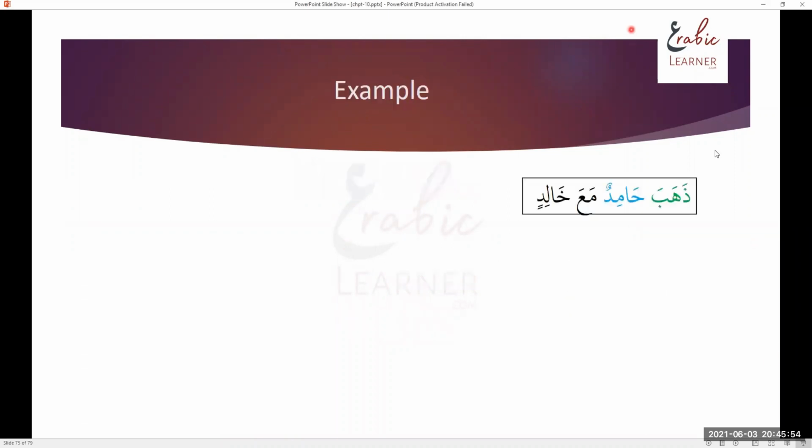Okay. More examples. Now these are for you. ذهب حامد مع خالد. Go ahead. First tell me the meaning of this sentence and then do the analysis. You all are experts now. Khalid. Hamid went with Khalid. Yeah, that's true. Hamid went with Khalid. Good. Now do the analysis. ذهب is fi'l. Hamid is fa'il. Good.